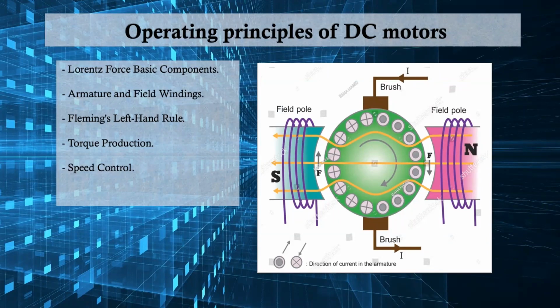My next topic is operating principles of DC motor. A DC motor operates by creating a magnetic field in the stationary part and passing a current through coils in the rotating part. The interaction of these magnetic fields produces a mechanical force, causing the rotor to rotate. The commutator ensures continuous rotation by reversing the current direction in the rotor coils. Brushes maintain electrical contact, allowing the process to repeat and sustain motion.